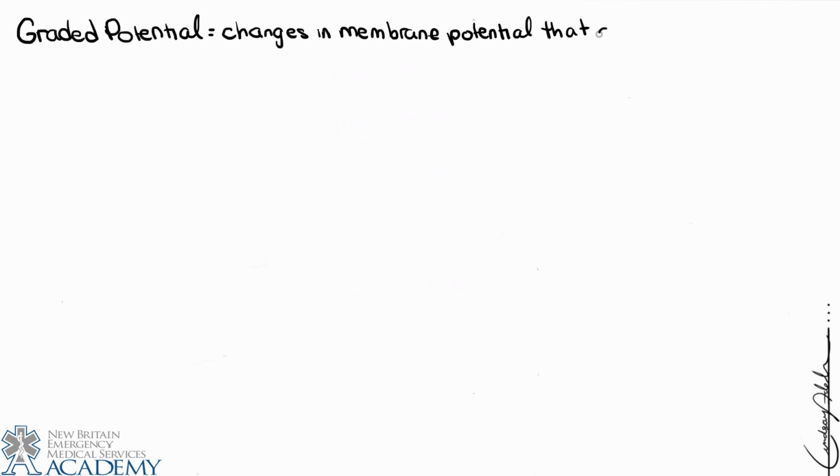All right, that brings us to our description of graded potential and action potential. These are terms that we need to understand in order to understand the neuron's behavior. Graded potential refers to changes in membrane potential that are propagated in a graded and decremental fashion.